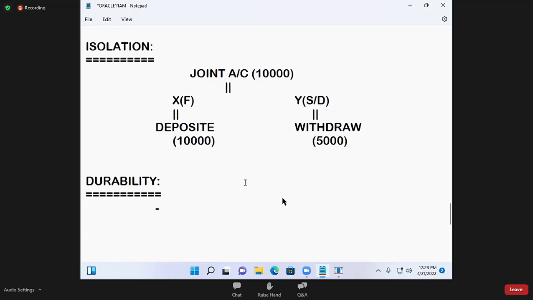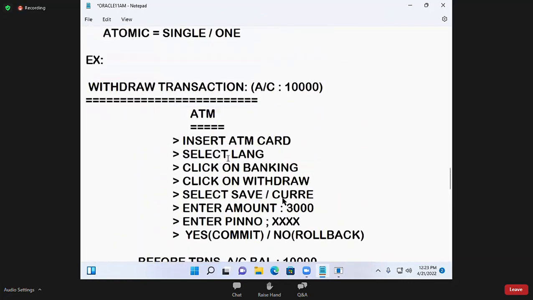Yes or no? For example, you go to an ATM machine. You insert the card, select banking, withdraw. But after you select savings or current, enter the amount and enter the PIN number, suppose you enter a wrong PIN number. What do you do? You can cancel now? Yes. Otherwise, if you inserted the card, selected language, selected bank, next option is what now? You want to click on withdraw, but unfortunately you click on deposit. What do you want to do? Can I cancel now? Yes or no? That means at any stage, at any level, I can cancel my transaction. Anything happens to you?